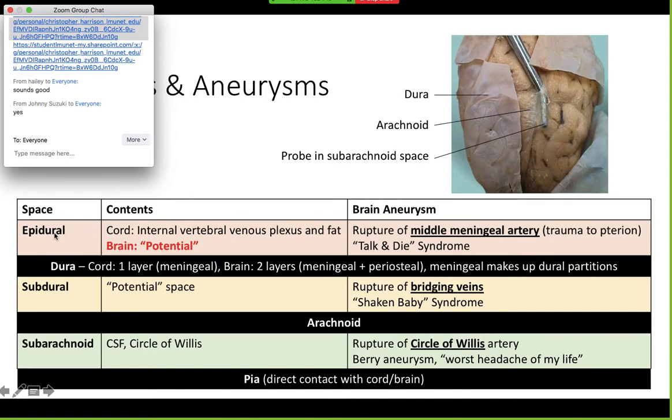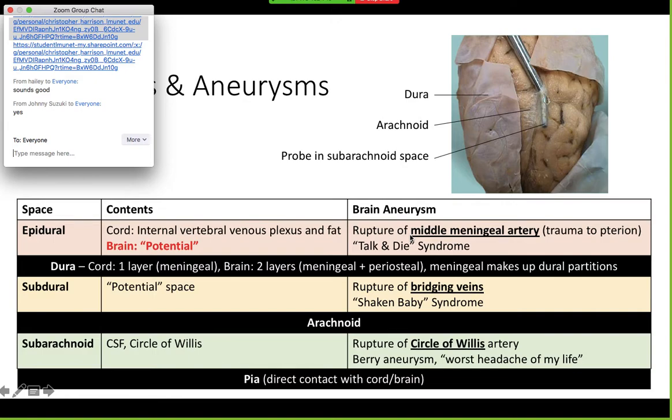One major difference between the spinal cord and the brain is that in the spinal cord, the epidural space is a true space and it contains the internal vertebral venous plexus and fat. However, in the brain, the epidural space is a potential space. And that's where your epidural hematoma comes into play.